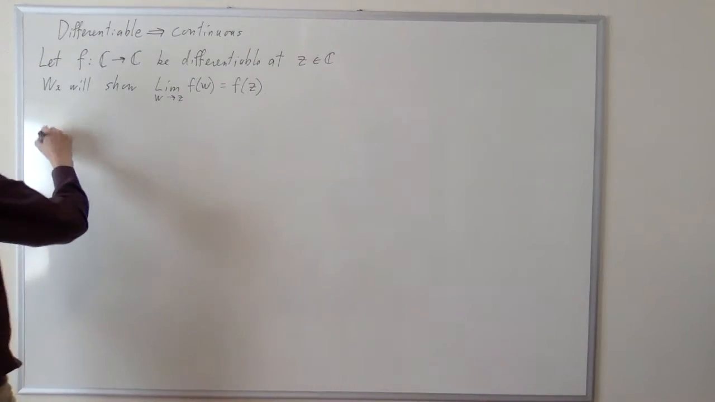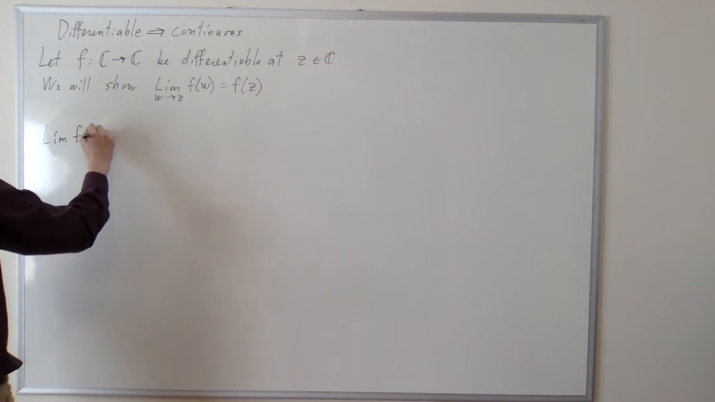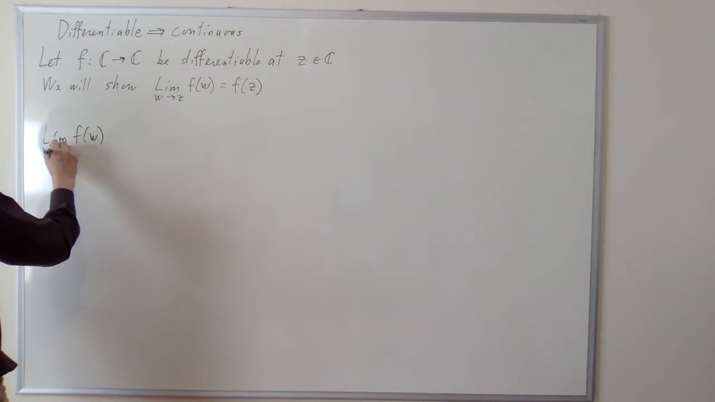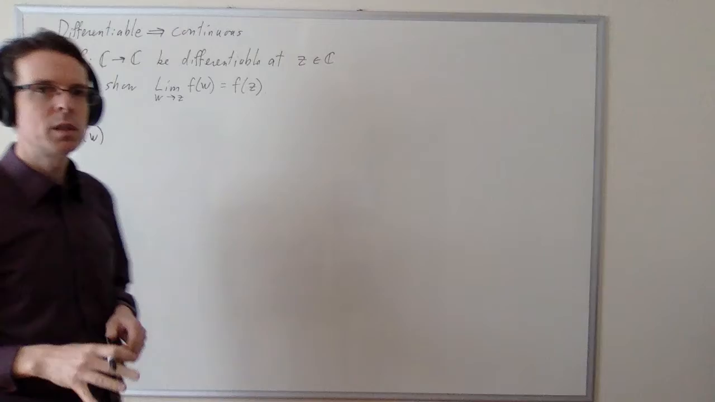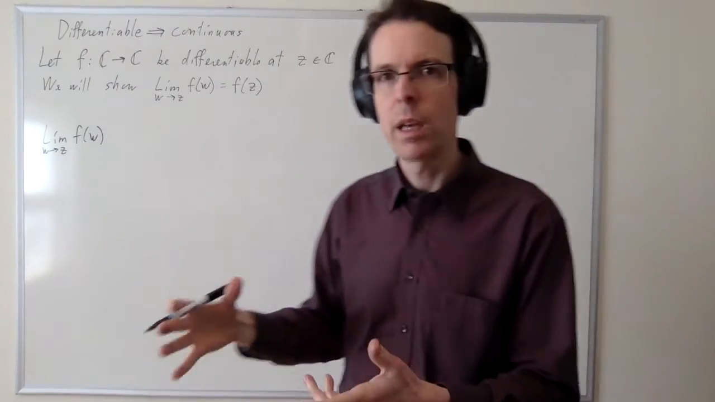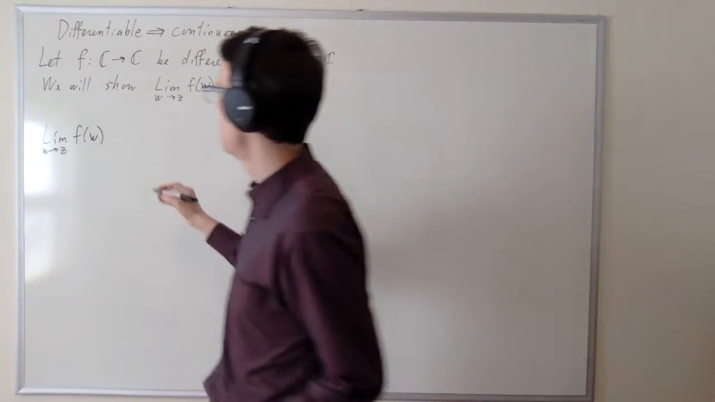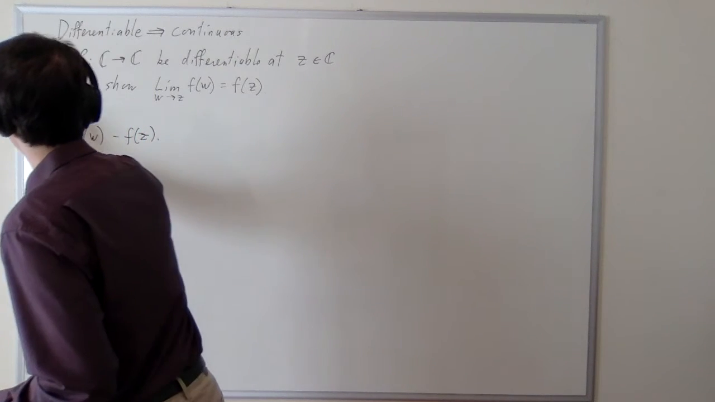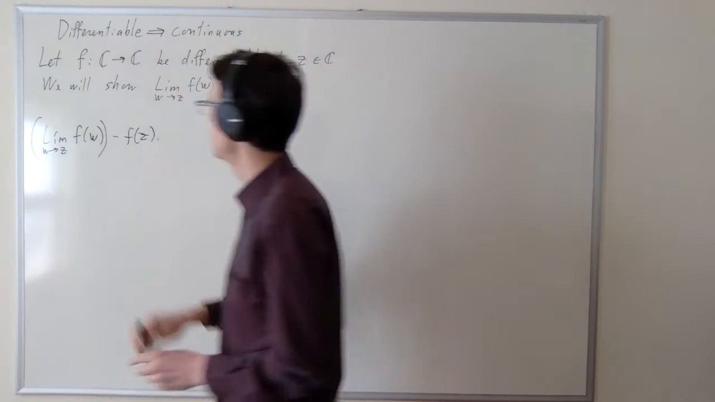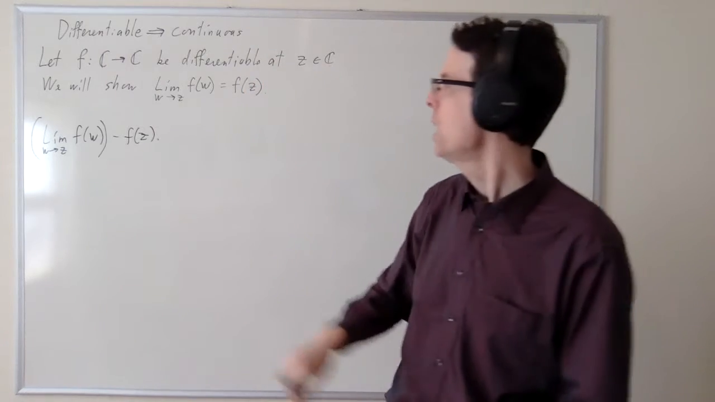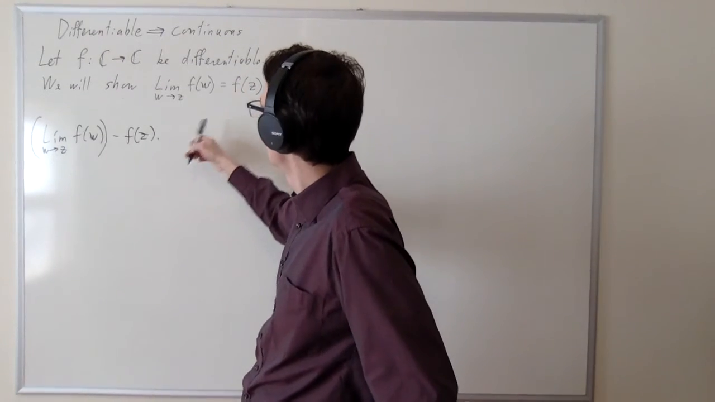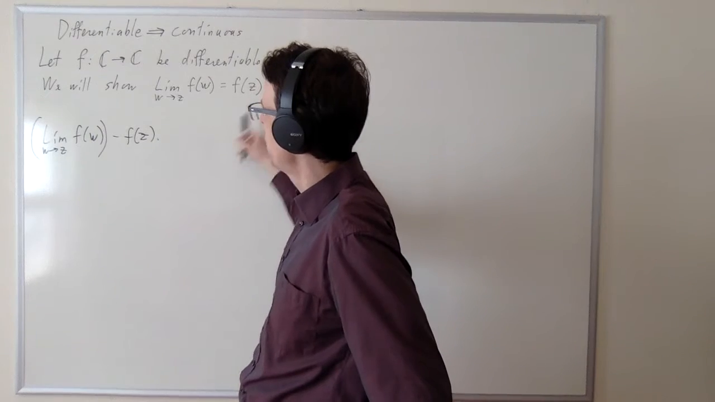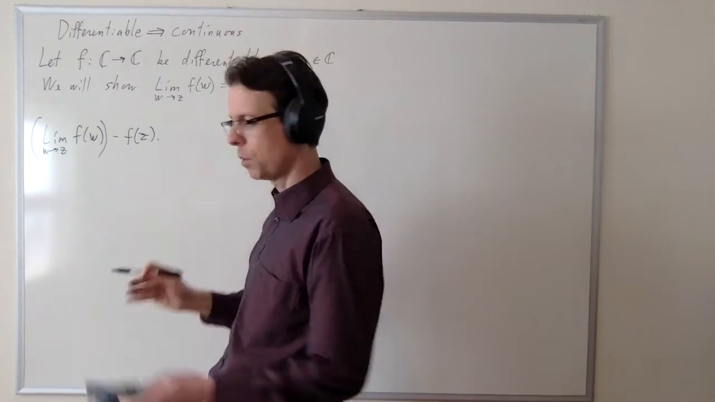So this proof is surprisingly easy. We're going to calculate the limit of f of w as w approaches z. Now, we don't know that this limit exists, but if we can calculate it by appropriate limit laws that guarantee its existence, then we'll be okay. So we're going to take this limit and subtract f of z. Now, what do you think we're going to get? I need to show that we're going to get 0 here, right? Because I've claimed that the limit is equal to the value, and so the limit minus the value is supposed to be 0.